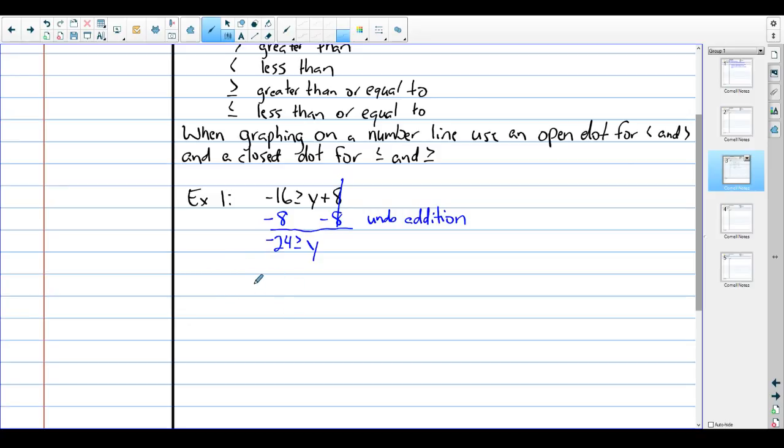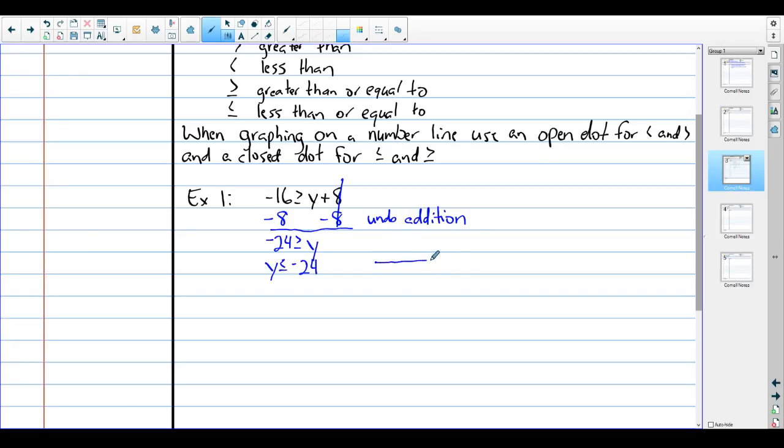Okay, so we jump right into how this is different here. Before, when we did equations, we said if negative 24 equals y, then y equals negative 24. No big deal which one comes where. But here, it matters. So if I want to rewrite this, I want to put y first. If I put y first, I need to flip this sign around. We say if negative 24 is greater than or equal to y, then y has to be less than or equal to negative 24. Okay. And then we're going to put this on a number line.